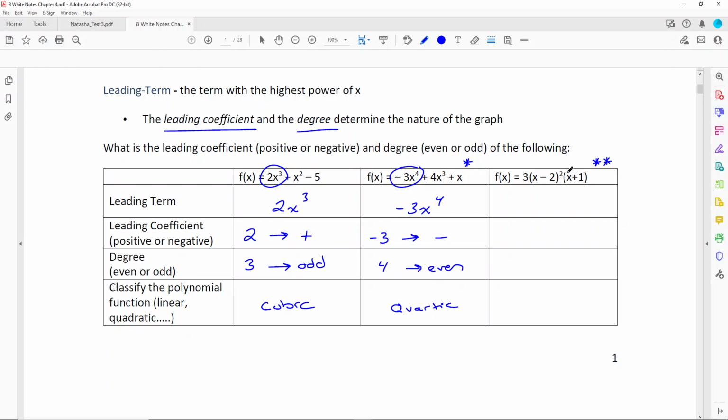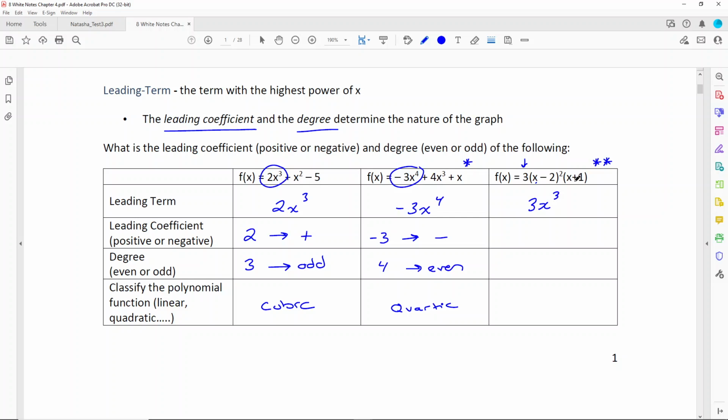So if we did x minus 2 all squared, we'd end up with an x squared. And then if we took that x squared and multiplied it by another x, it would go up to x cubed. So this one would actually have a leading term of 3x cubed. So this will always be the coefficient, right? And so we'll care whether this is positive or negative. And then to determine the degree, just count the number of x's.